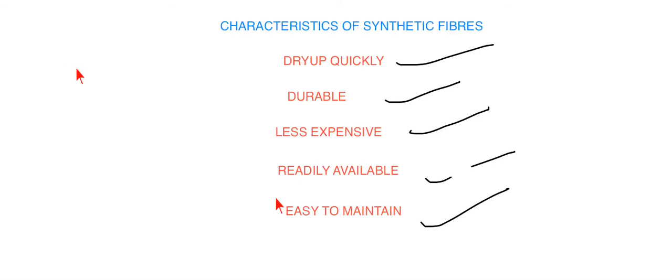Especially the plastic containers and all, if you drop them also, they'll not break. They can be reused again and again. So these are the advantages of synthetic fibers. So what are the disadvantages of synthetic fibers?